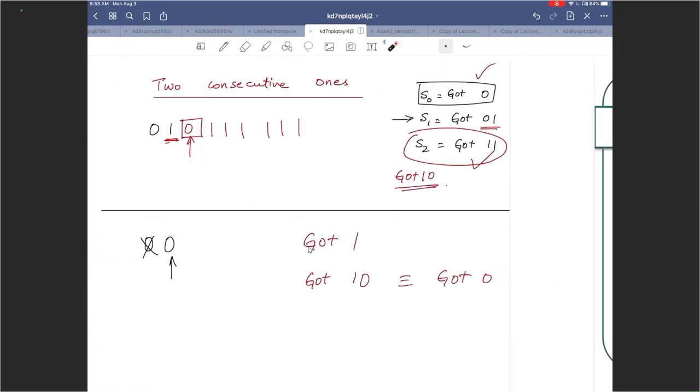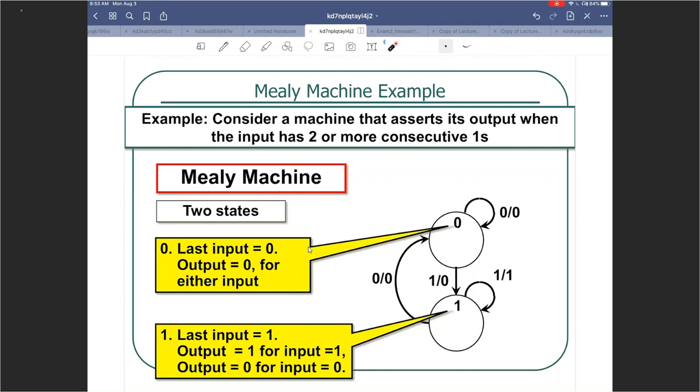Okay. Now let's try to do the same thing with Mealy. Same, it's trying to detect two or more consecutive 1s. In this case, because the inputs and outputs are connected, output is dependent on the input, we can have more possibilities for the arrows themselves. So I only need 2 states for the same problem when done using Mealy machine. State 0 is last input is 0, which means the output is 0 for either input.